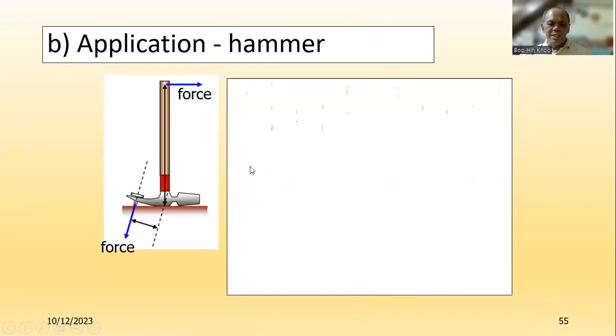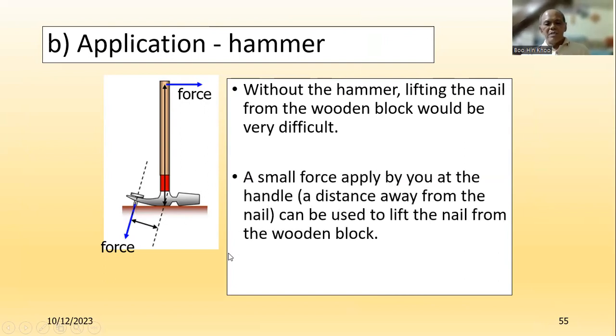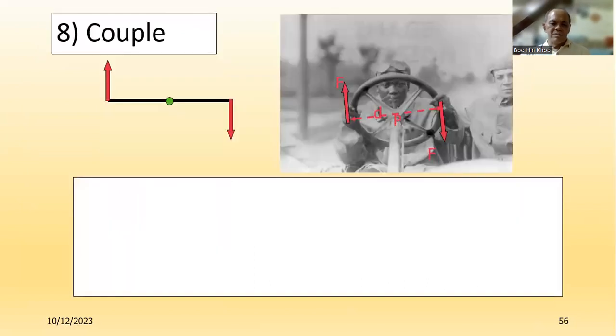That's the application. Without the hammer, lifting the nail from the wooden block would be very difficult. You try to pull out the nail by itself with your fingers, you will have difficulty. But with the hammer, that's your distance. There's a force there. You apply a force at a greater distance away. A small force applied by you at the handle, a distance away from the nail, can be used to lift the nail from the wooden block.